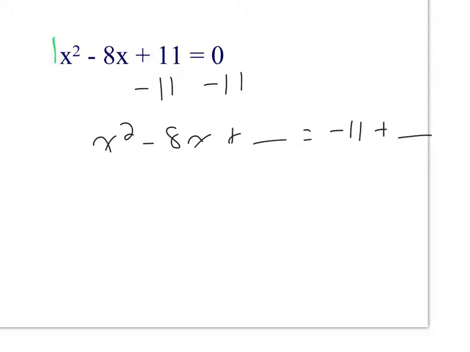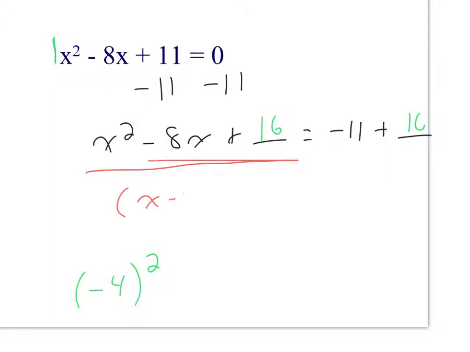I'm going to take my b, which is negative 8, and divide it in half. I get negative 4. And I'm going to take that number and square it. Negative 4 squared is 16. Add it to both sides. I have x squared minus 8x plus 16, which I'm hoping you recognize as (x minus 4) squared, and that's equal to negative 11 plus 16, which is 5.